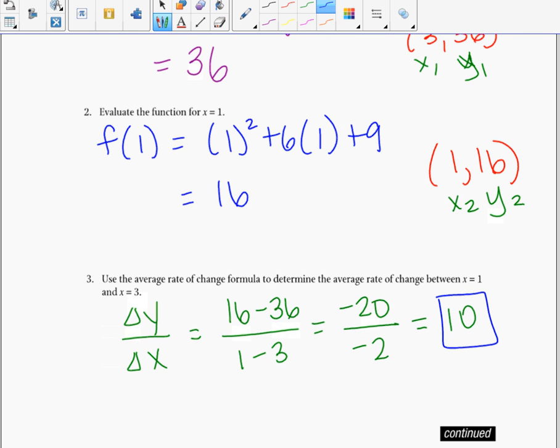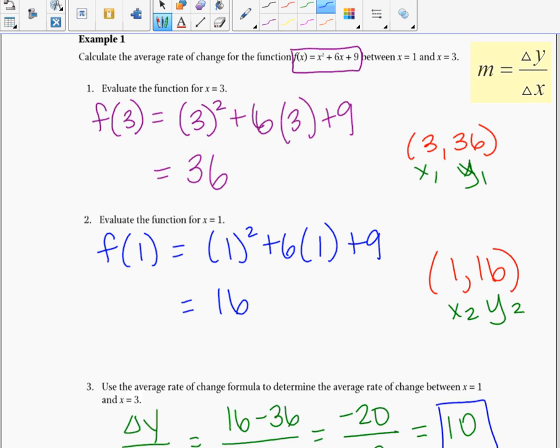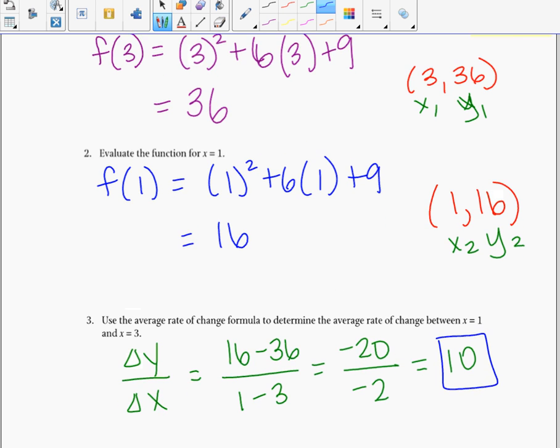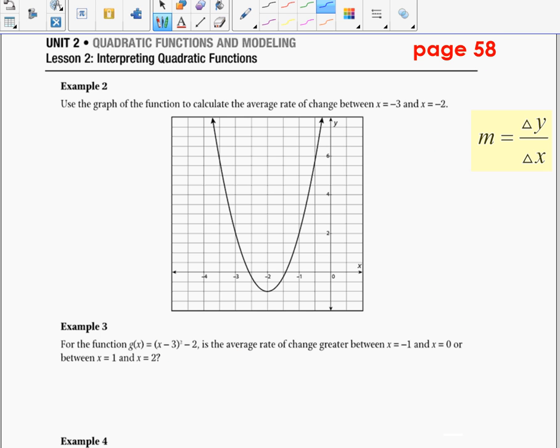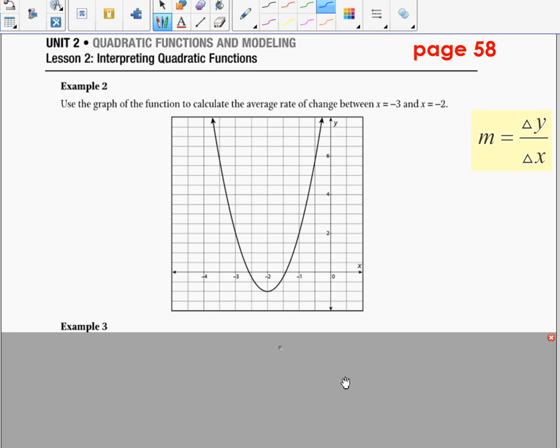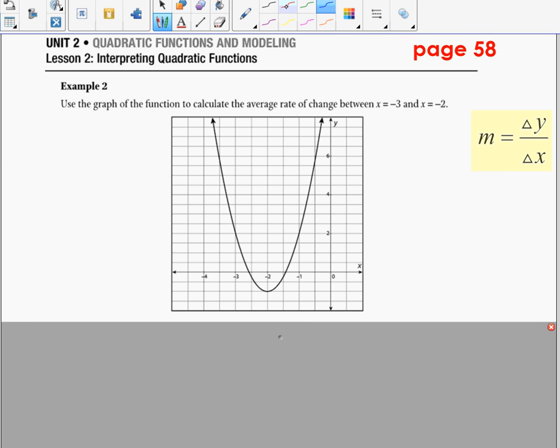So that's one way to do it. You're given the function, you're given x values, you need to find their corresponding y values and then calculate the average rate of change. Another way to do it is if you look at example number 2, which is on page 58, is graphically. So they don't actually give us what the function is. They just give us the picture of the function or the graph of the function.